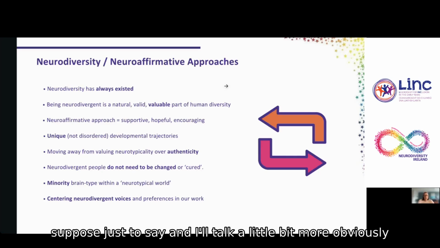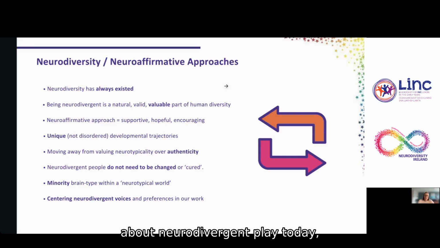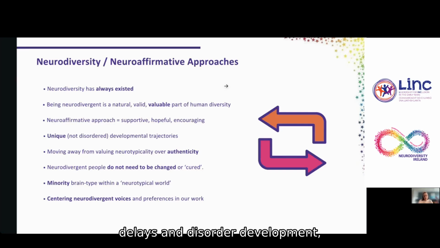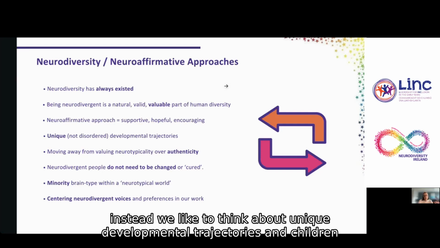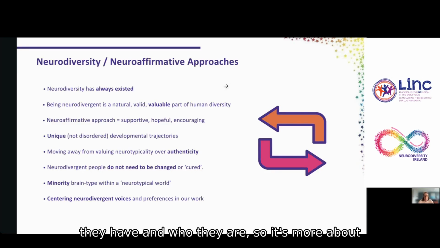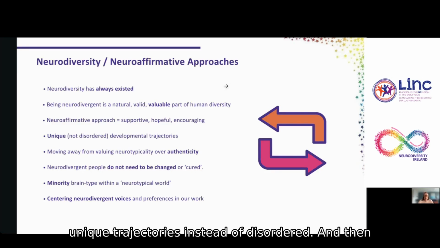And I'll talk a little bit more about neurodivergent play today, but instead of developmental delays and disordered development, we like to think about unique developmental trajectories. Children develop the way that they are supposed to in the brains and bodies that they have and who they are. So it's more about unique trajectories instead of disordered.